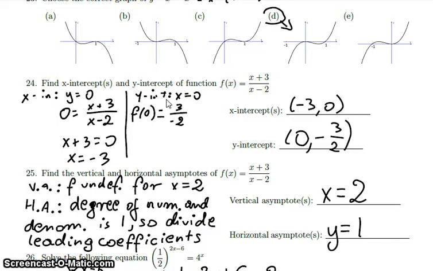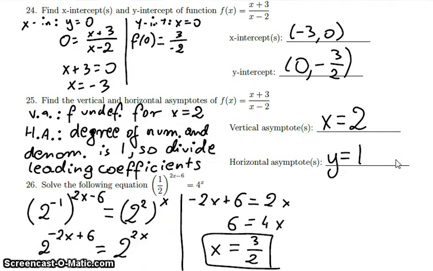Your y-intercept is found when x is set equal to 0. So f of 0 is going to be 3 divided by negative 2. So 0 comma negative 3 halves is your y-intercept.